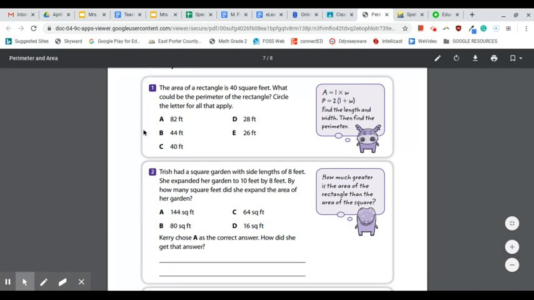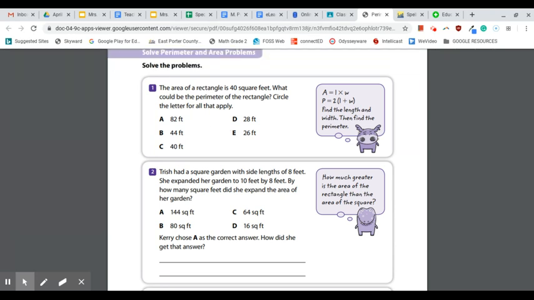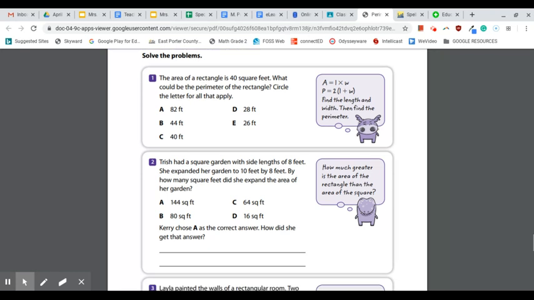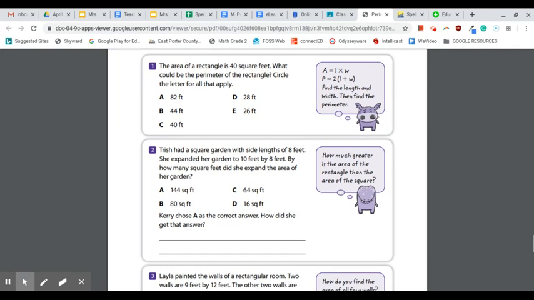Okay, let's go look at our answers. 82, we said yes. 44, we said yes. 28 and 26. So I would put A, B, D, and E could all be options. Okay, let's look at number 2.